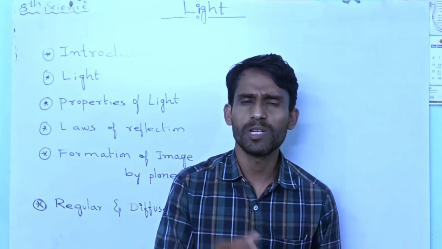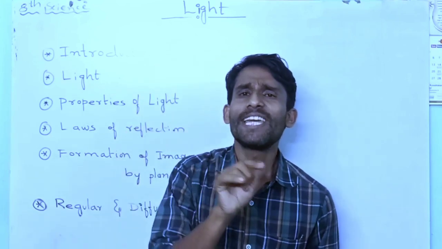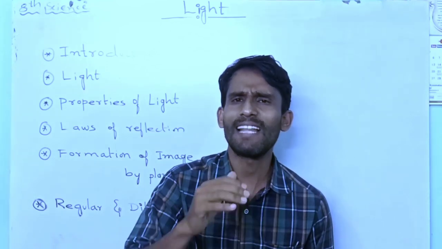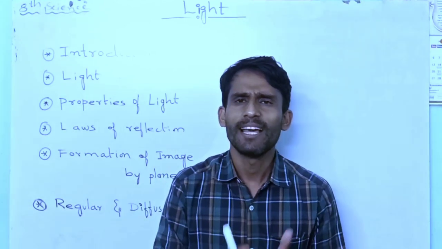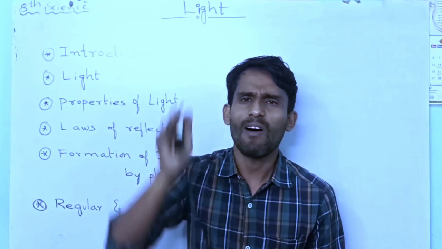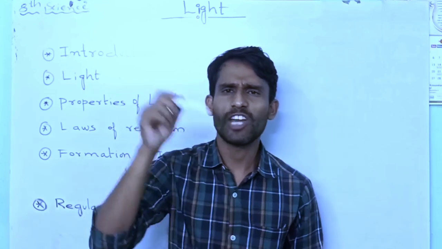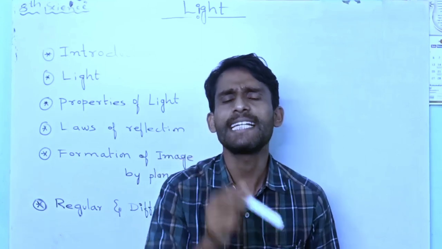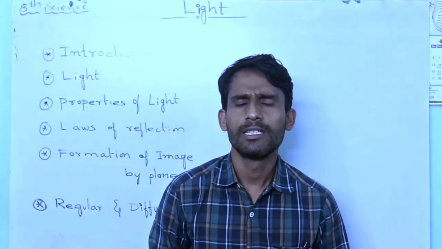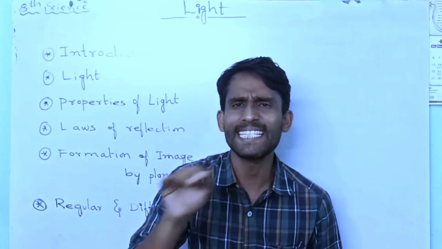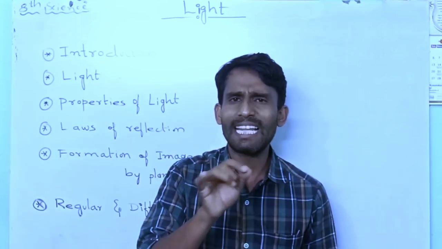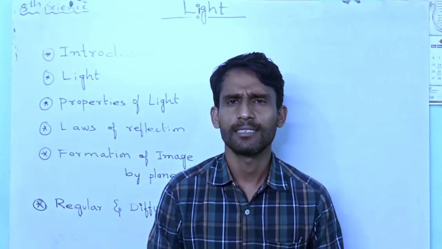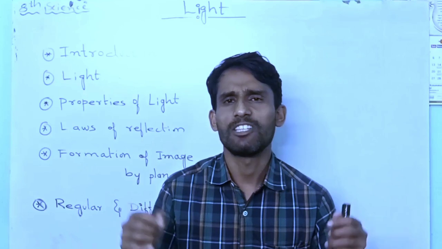Dear students, you know when light falls on a shiny or polished surface, it reflects back, and that shiny, polished surface acts as a mirror. This mirror changes the direction of the light when light falls on it. Dear friend, when light falls on a shiny surface or a polished surface, do you know in which direction the light is reflecting back? We are going to discuss all these points in this chapter.